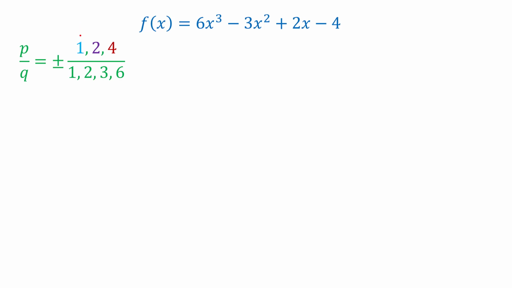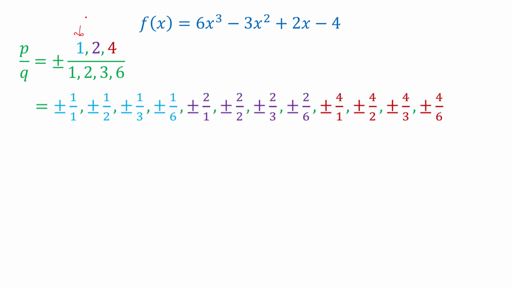I would usually start with the 1 here, or the first number that appears in the numerator, and I would take 1 over 1, 1 over 2, 1 over 3, 1 over 6, then I move on to 2, 2 over 1, 2 over 2, 2 over 3, 2 over 6, and then moving on to 4, 4 over 1, 4 over 2, 4 over 3, 4 over 6.